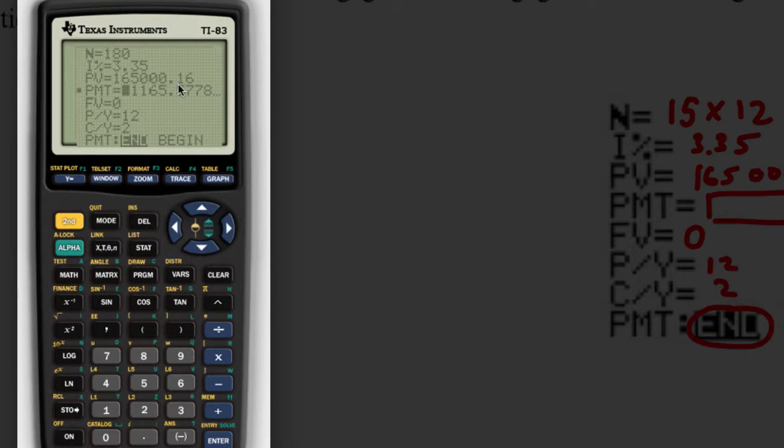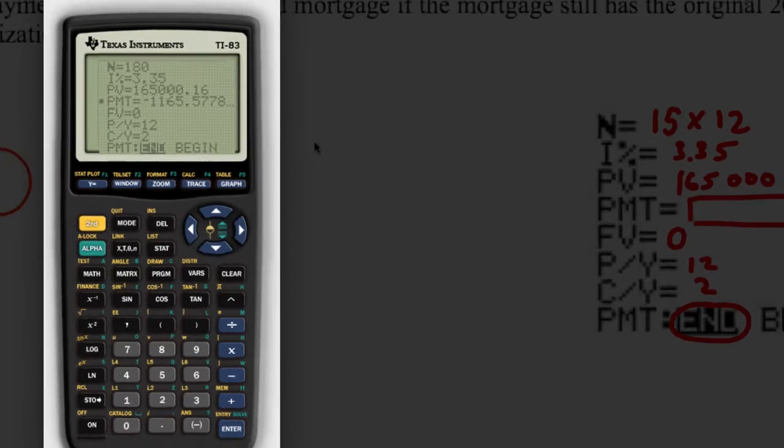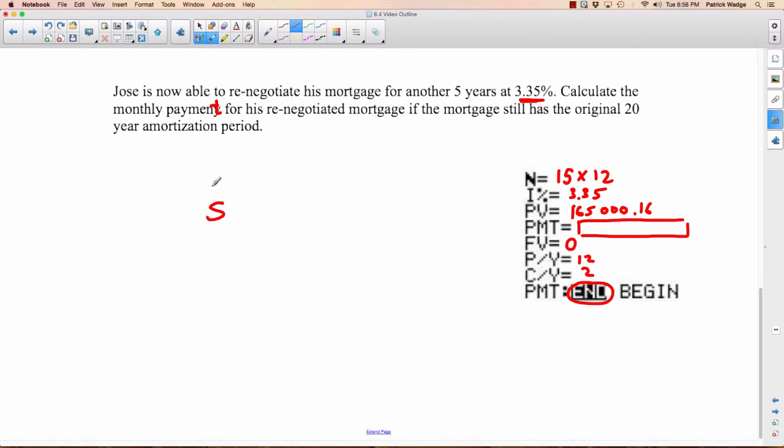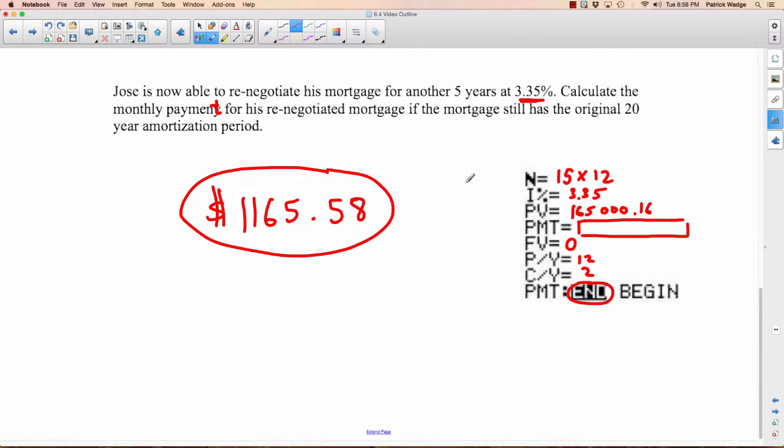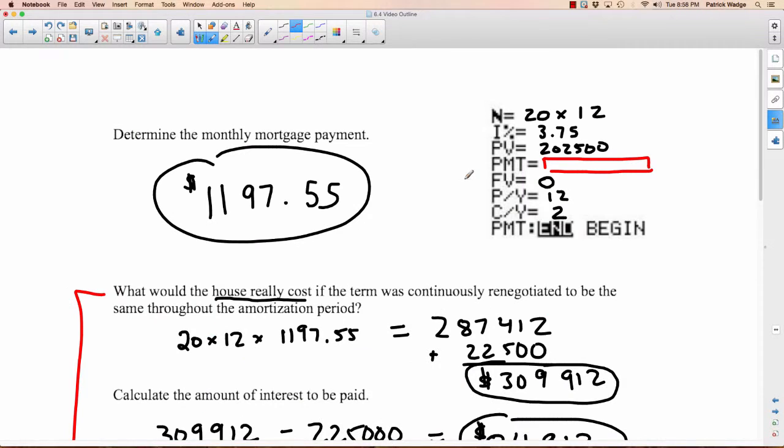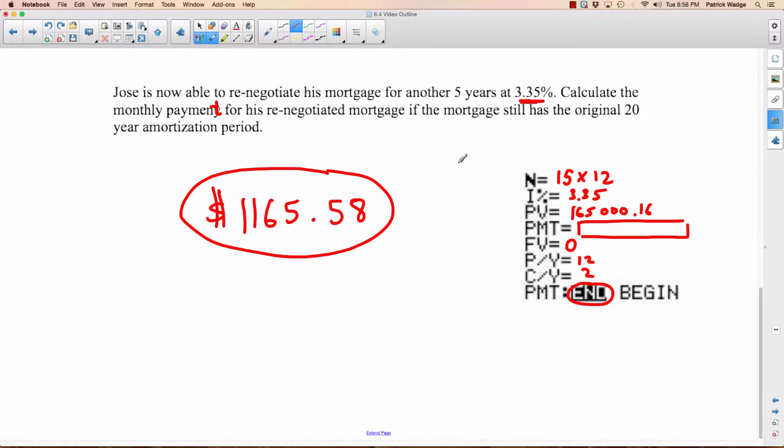Our new payment is $1,165.58. And let's compare that to our previous payment, which was up here, $1,197.55. Okay, so it pays to look for lower interest rates, of course, when you have big amounts like a mortgage. Okay, hope that makes sense.